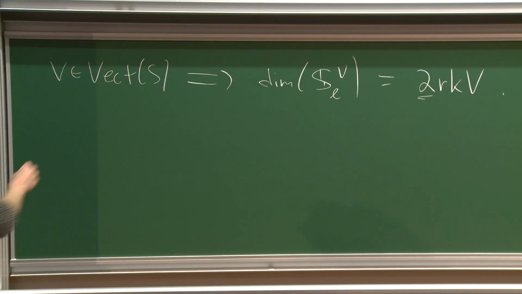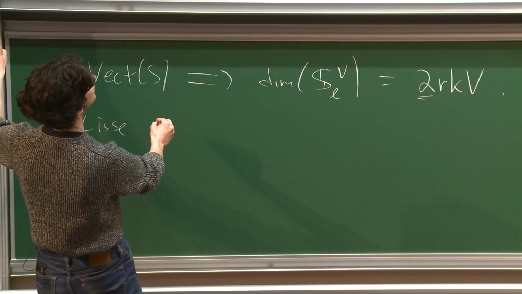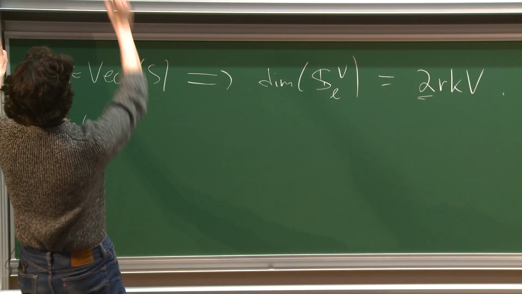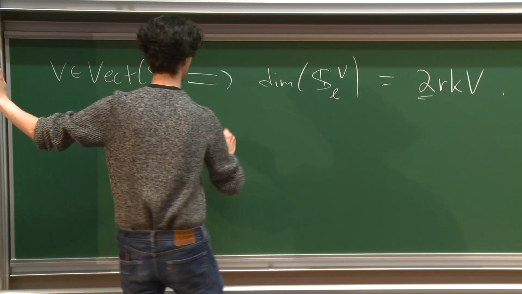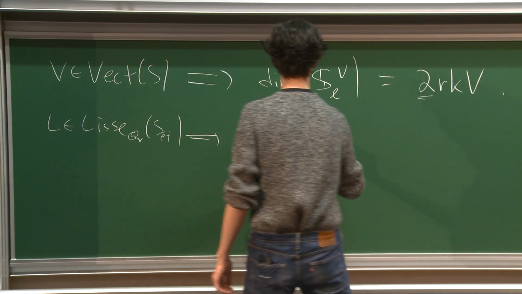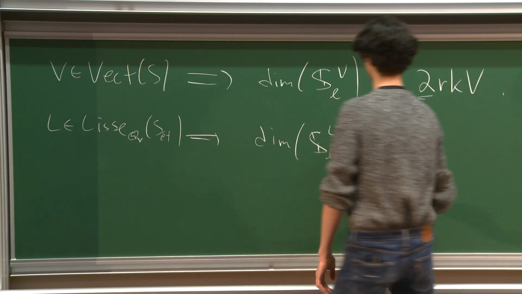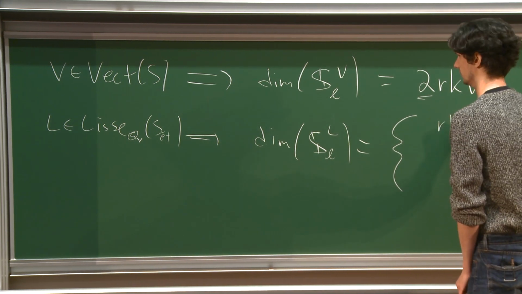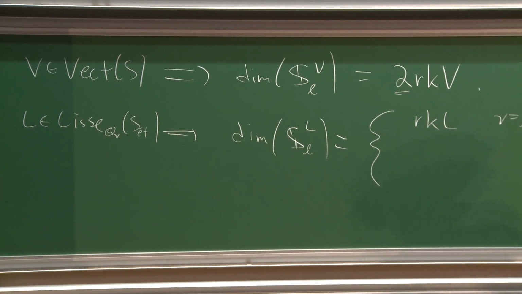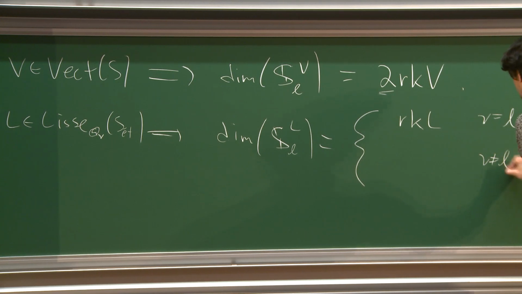What about L in Lisse_{Q_ν}(S_étale)? Then what's the dimension? It depends on whether or not ν is equal to ℓ. If ν is equal to ℓ, it's just equal to the rank of L, this time without multiplying by 2. But if ν is different from ℓ, then it's 0.